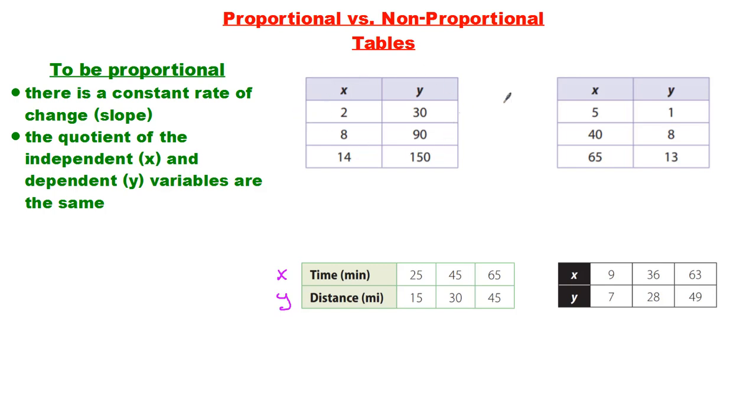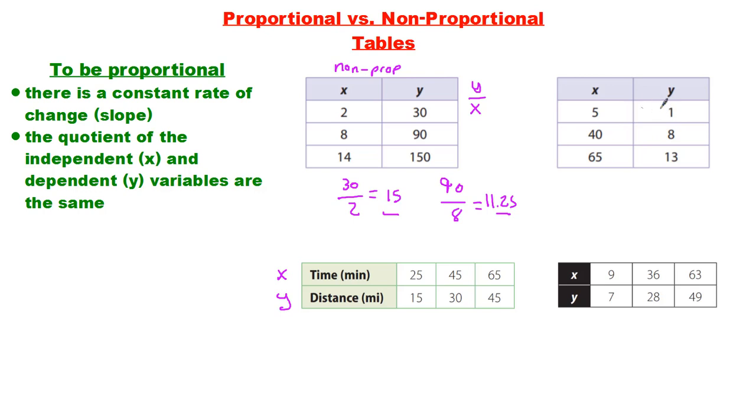If we look over here, I'm going to take all my y's and divide them by all of my x's. So for the first one, we get 30 over 2, which is equal to 15. For the second one, we have 90 over 8, which is equal to 11.25. So right there, you can see that the ratios are not constant. So this is going to be non-proportional.